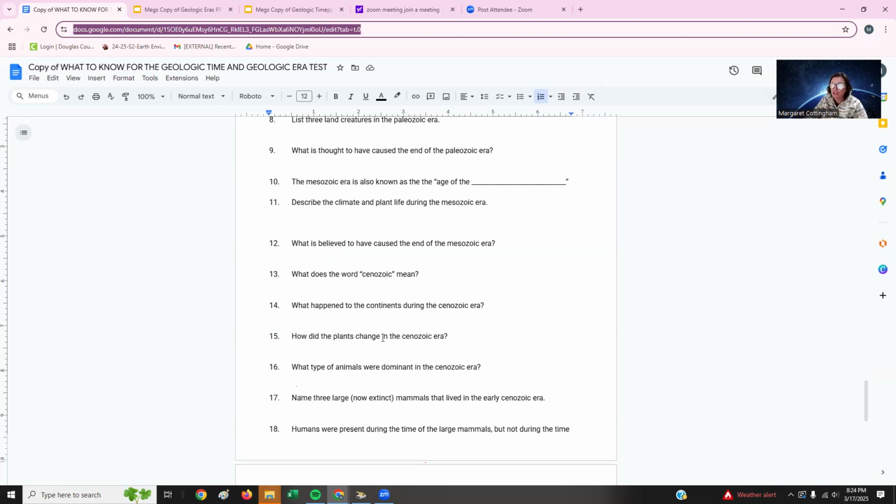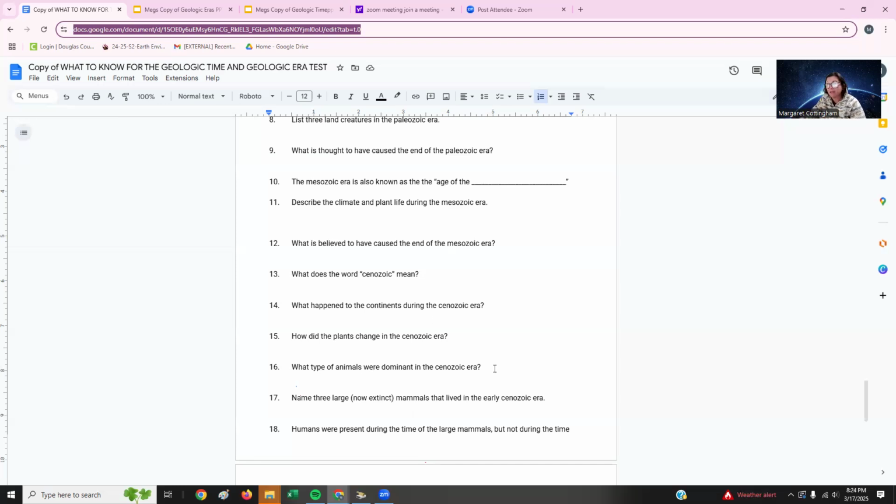How did the plants change during the Cenozoic era? Well, they became more diverse. You had a lot of ice ages, and they would flourish and then die, and then they would change and evolve. But we had a lot of plants growing and different varieties. Flowering plants started showing up. Trees, the deciduous oaks, maples started showing up. Pine trees were still around, but now there's other types of trees.